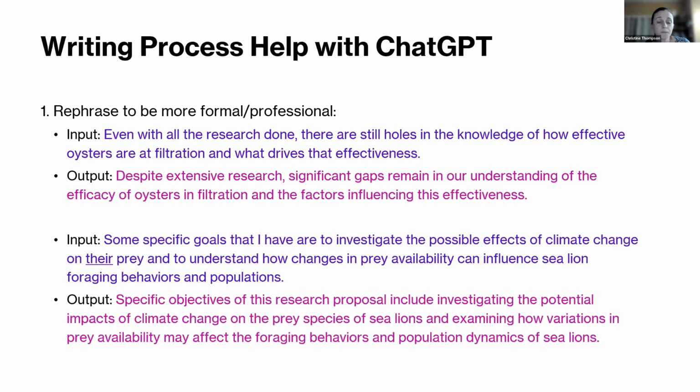Another example: some specific goals that I have are to investigate the possible effects of climate change on their prey. I've highlighted this because it is a common thing that I see students do, where they use non-specific pronouns like they, them. It's not clear what they're referring to, so I wanted to see if ChatGPT could smooth this over. And it does. The objectives now specifically name the prey species of sea lions. So now it's clear that it's sea lions, as might be implied here. It makes it a little clearer and more professional sounding.